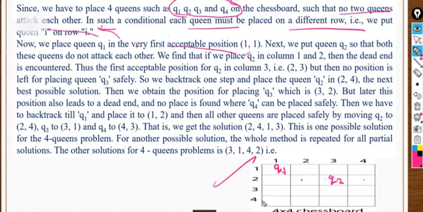So what about queen 3? Queen 3 could not be in this row. Here it is not possible because the diagonal is there. It is also not possible here because the diagonal is here, right? That means no possibility for queen 3. So there is a failure, and now there is a need to backtrack. That means the other possibility for q2 is to place q2 here.